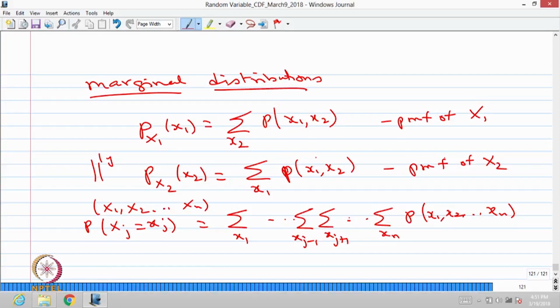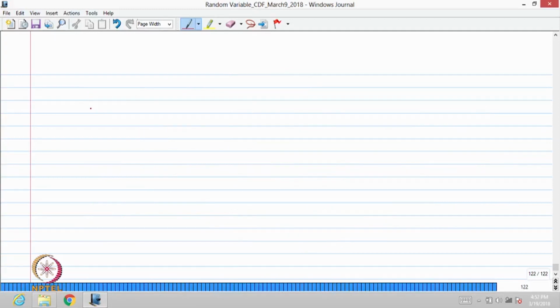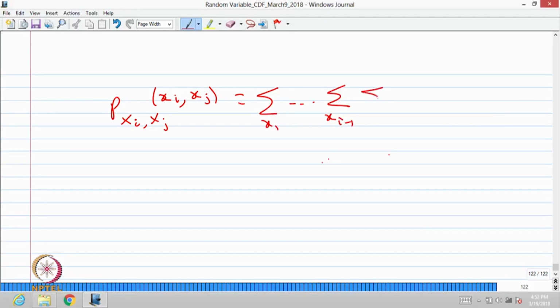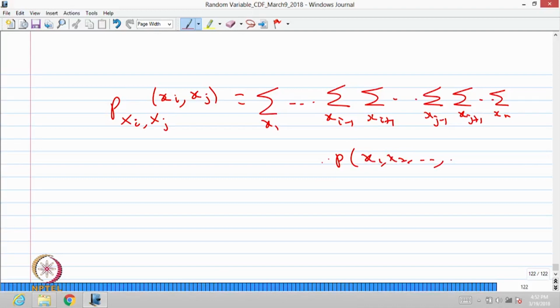You can get the marginal from the joint distribution. From the joint probability mass function of n-dimensional, I can find the joint distribution of xi and xj by summing over x1 to xi minus 1, xi plus 1, xj minus 1, xj plus 1 till xn of joint probability mass function of x1 to xn.